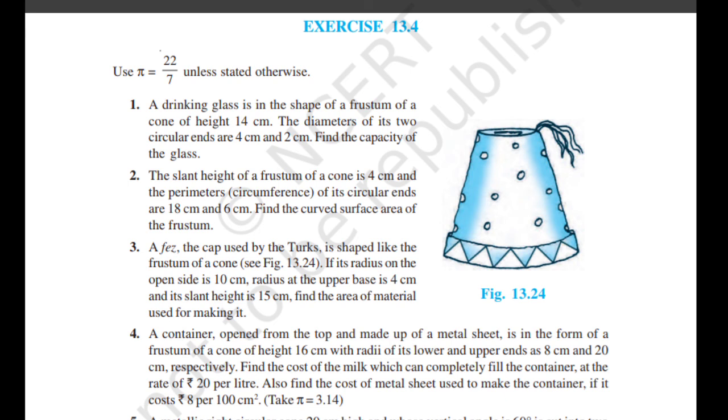So now next is exercise 13.4. Since exercise 13.4 has been removed from the CBSE syllabus this year, that's why we will not solve this exercise this year.